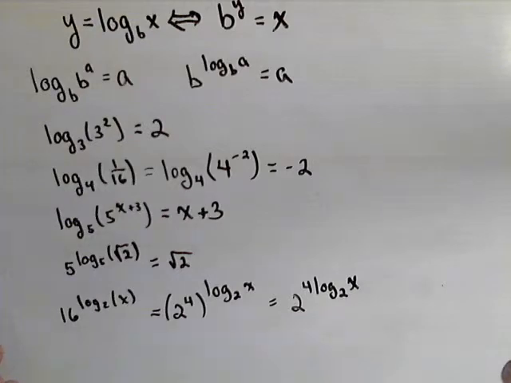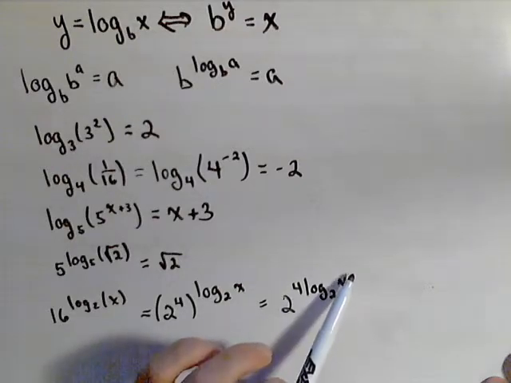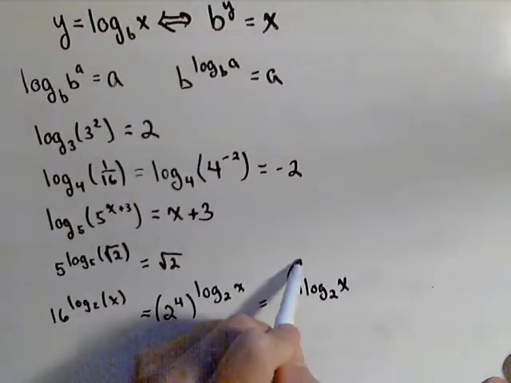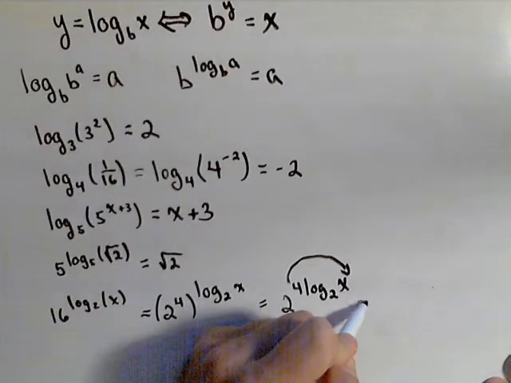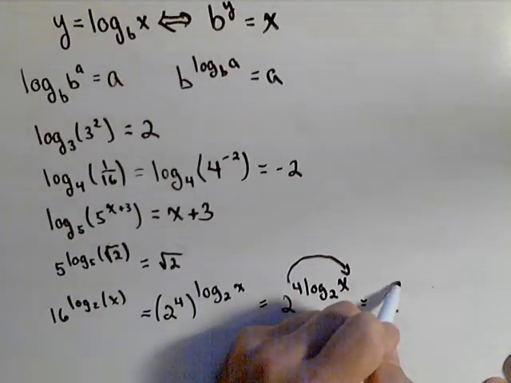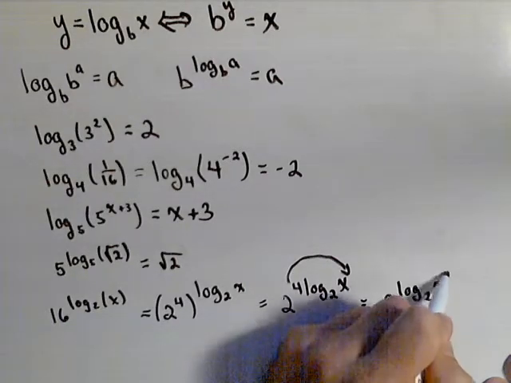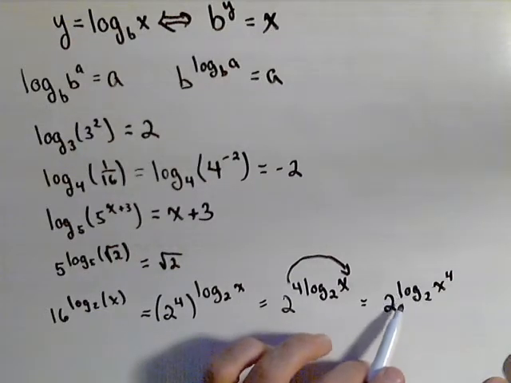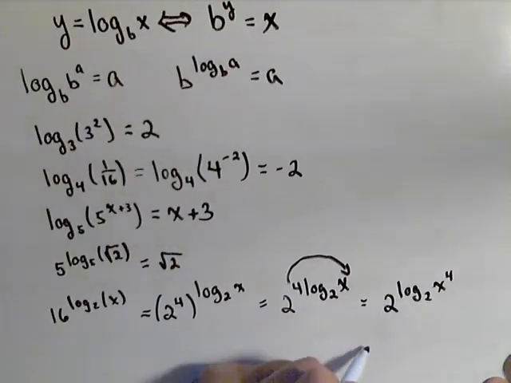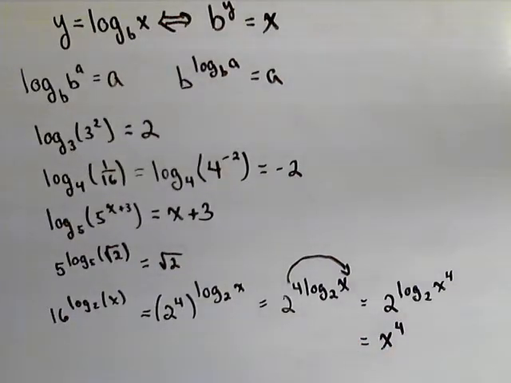We still can't quite use the property yet, but we're getting close. It's this 4 out front. But remember, we have a property of logs that allows us to pull the exponent out front. We're going to go the reverse on that property and put it in as an exponent. So this is now going to be rewritten as 2 raised to the log base 2 of x to the 4th. Now we have the same bases, there's nothing in between, so this is equal to x to the 4th. So we ended on kind of a tricky example there.